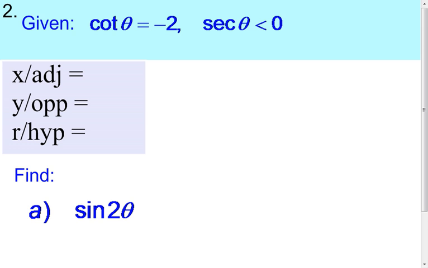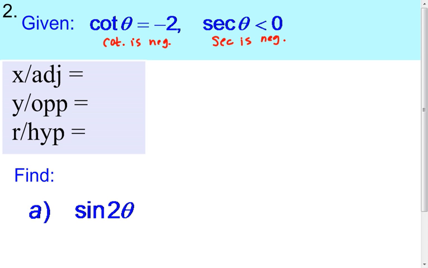Cotangent at theta is -2, and secant at theta is less than 0. In other words, secant is negative. That's what this is telling you right here, that secant is negative. Okay? And here clearly you can tell, since -2 is a negative number, you also know that cotangent is negative.